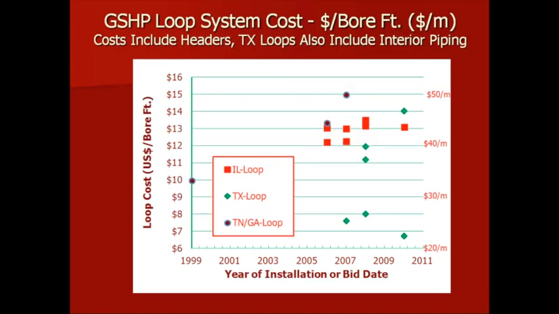And this was just the cost of the loop for the different locations: this is in Illinois, Texas, and then this is in Tennessee. You can see in Texas, around the Austin area, it's very, very competitive in terms of loop cost. They do a lot of loops, they do them pretty quick, and so their costs are sometimes, not always, very low.